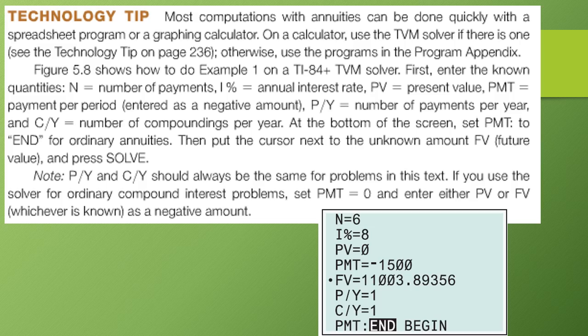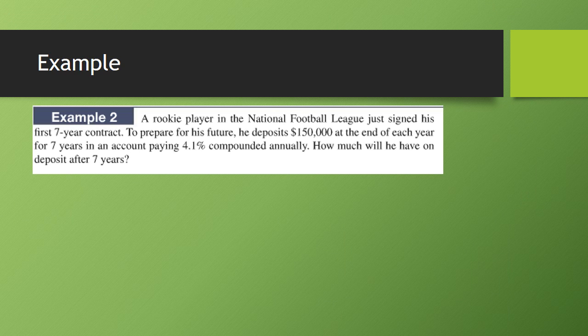Okay, moving on. Example. A rookie player in the National Football League just signed his first 7-year contract. To prepare for his future, he deposits $150,000 at the end of each year for the 7 years in an account paying 4.1% compounded annually. How much will he have on deposit after 7 years? Okay, we're going to use our formula. Pause this recording, see if you can do it, and then resume it to check your answer.